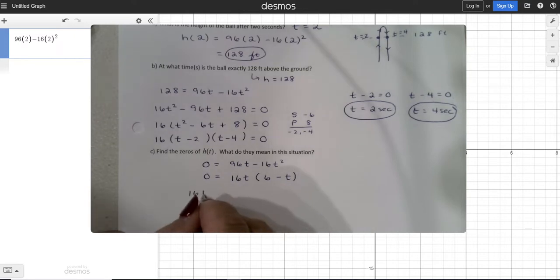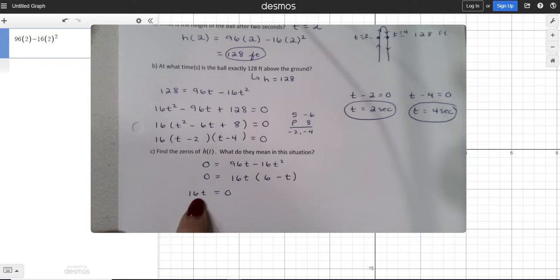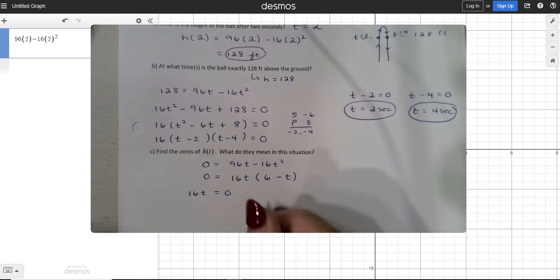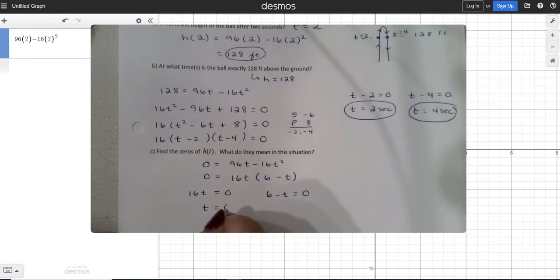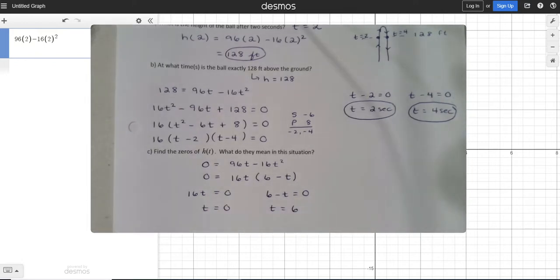So 16t equals 0. Notice this time there is a variable factored out, so I had to account for that. Here it was just a 16, so I didn't have to worry about it. And then 6 minus t equals 0. This would say t equals 0, and that would say t equals 6.